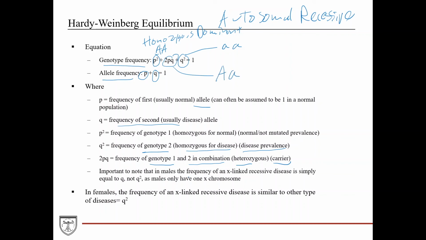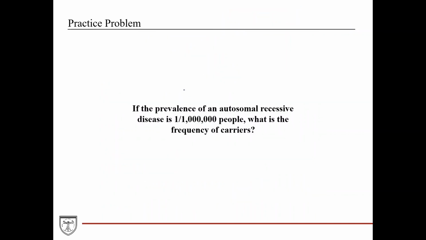It's important to note that in males, the frequency of an X-linked recessive disease is simply equal to q, not q squared, because males only have 1 X chromosome. As a result, they only need 1 copy of the recessive allele to exhibit the disorder. In females, the frequency of an X-linked recessive disease is similar to other types of diseases, so you would just have it equal to q squared. The way you'll get tested on Hardy-Weinberg equilibrium is not really to regurgitate the definitions we just went over. It's going to be really applying those equations and concepts to an example problem.